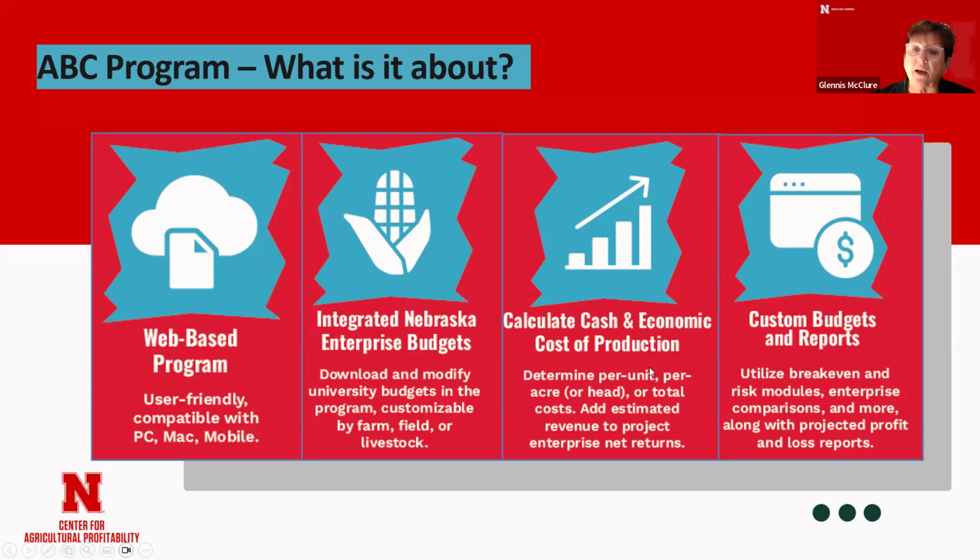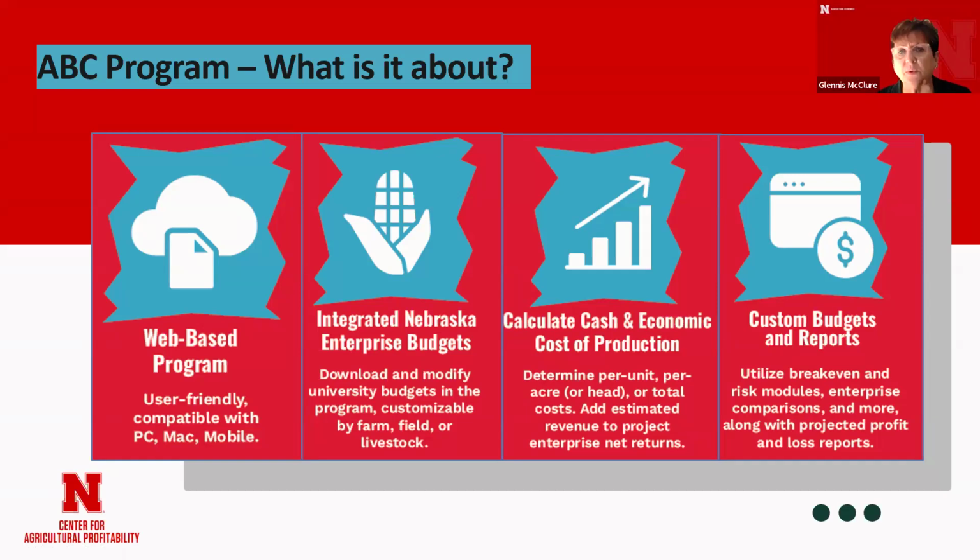As I've already mentioned, we figure cash and economic cost of production. And so you can look at both. Once you've got some budgets in and you can run a report, you can look at the total cash costs or the total economic costs and work with those figures. In addition, we try to add in analysis, and we've got quite a number of analyses now already in the crop side of things. And we'll look at a few of those here in a little bit, kind of what that all really means.